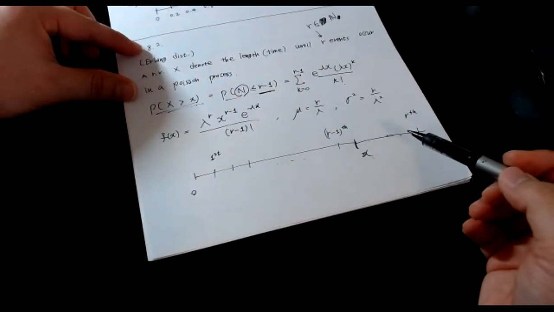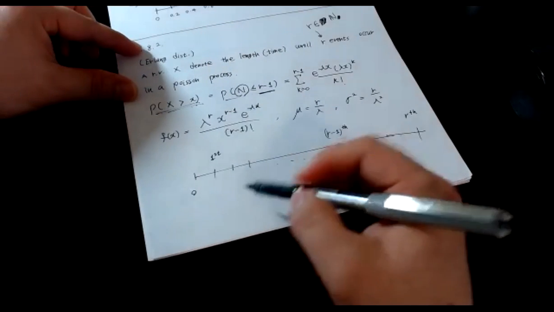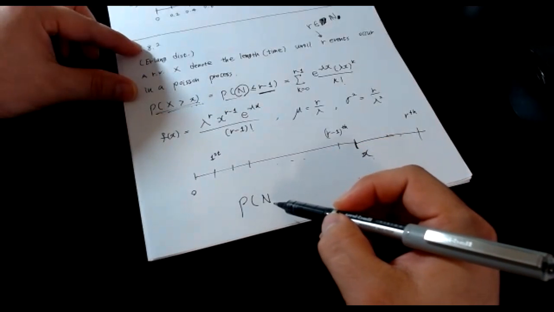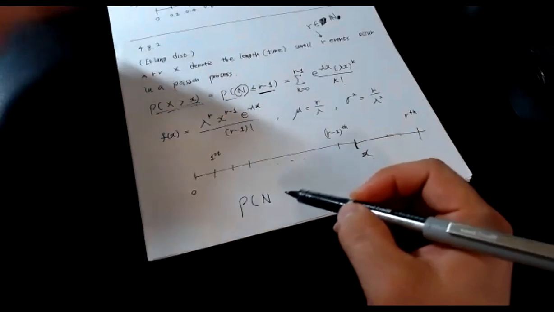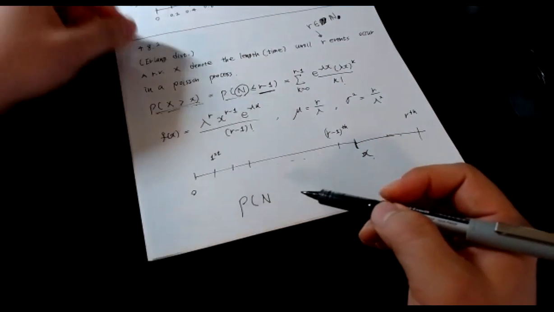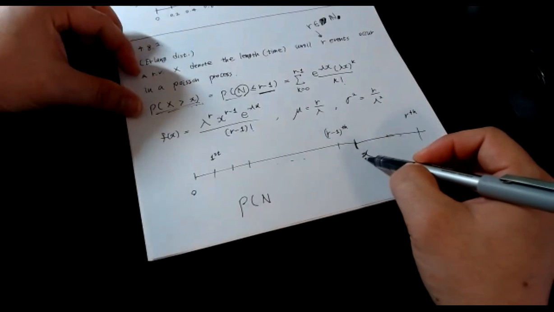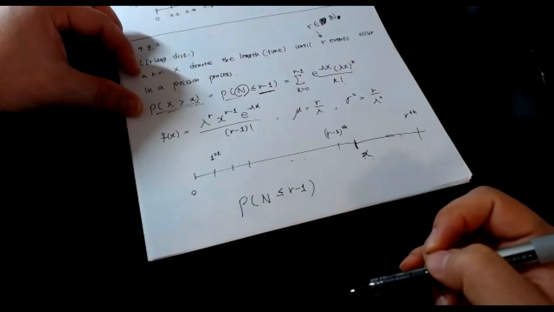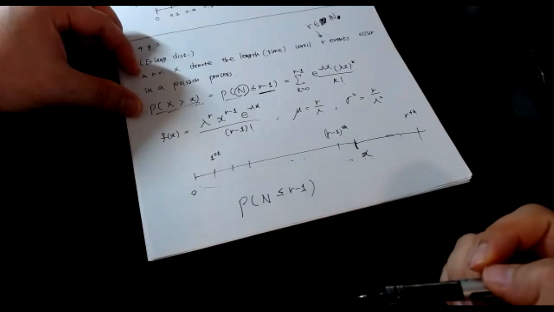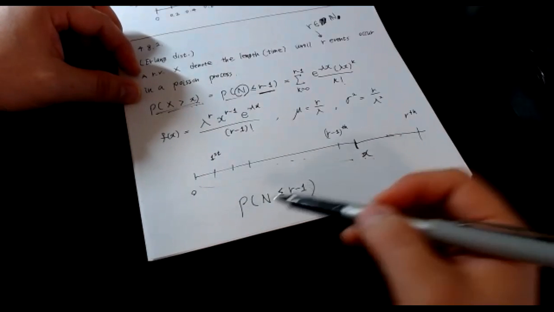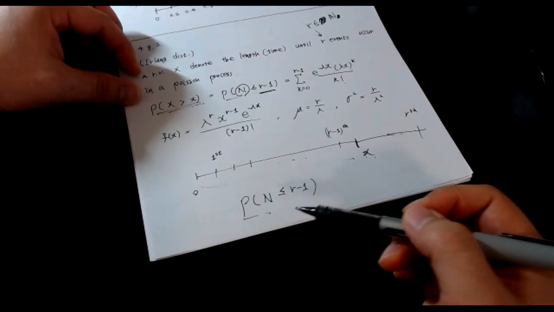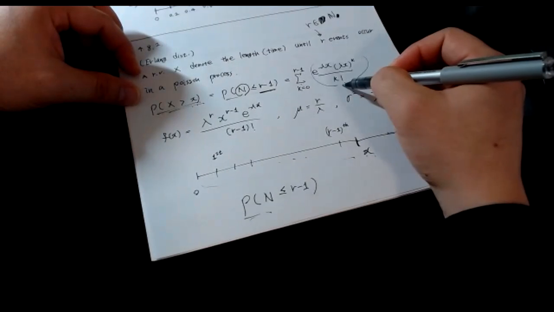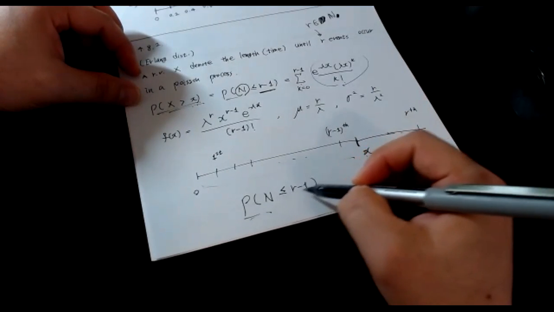Then in a Poisson process, the probability that x is greater than x means the probability that N, which is a random variable in a Poisson process denoting the number of events occurring in x time, must be less than or equal to r minus 1, right? From here to here. But we know the CMF of a Poisson process, which is a sigma, and then this is the PMF, right? N is less than or equal to r minus 1 means that what?